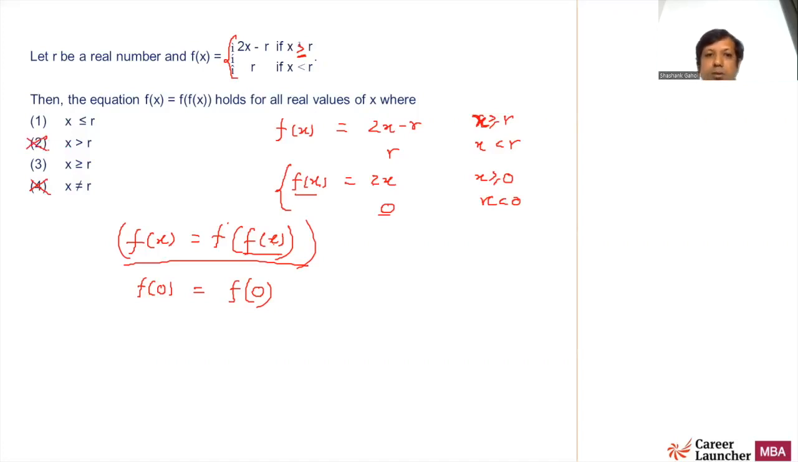Right. So what I am going to do, I'm going to put x equal to 1. If I put x equal to 1, then f1 is going to be 2 into 1. That's going to be 2. So f1 is defined as 2. Now that is equal to f of f1. So f of f1 is f2. So this is going to be 4. Now 2 is not equal to 4. It means x cannot take a value that's greater than r. So this option is also eliminated. So I'm left with only one option. That's going to be option 1.